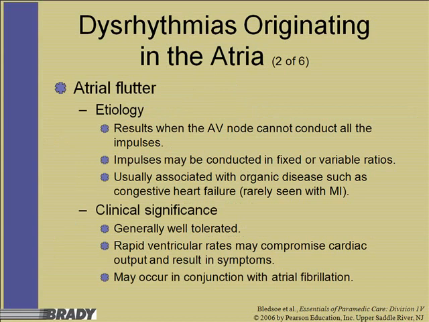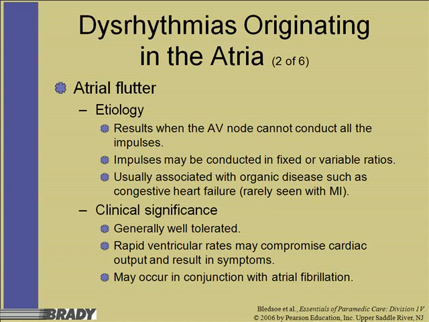So why does it happen? It results when the AV node cannot conduct all the impulses. They may be conducted in fixed or variable ratios, so it may go up and down. Usually associated with organic disease such as CHF or something of that nature where they've developed it over time. Generally well tolerated. The patient may or may not have any issues from it. Rapid ventricular rates may compromise cardiac output.